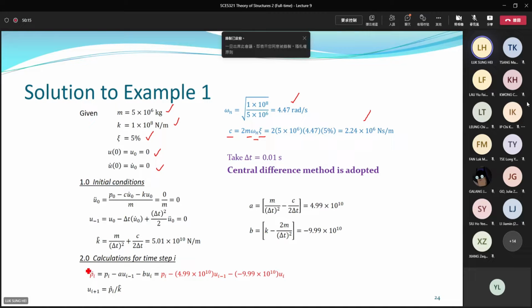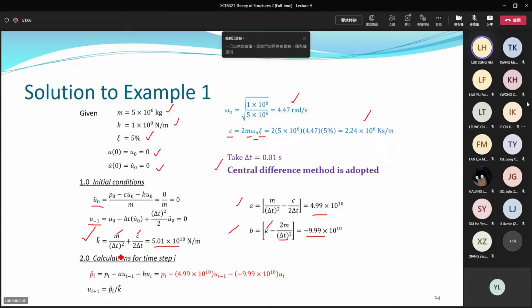You can set the time step yourself. Here, I set time step to a small value, 0.01. Use central difference method. And then we try to calculate some initial conditions, some initial parameters. Here you may do a simple substitution yourself to see what are the initial parameters. The initial acceleration, the special term u minus 1, what happened before, times 0. And then calculate some parameters for central difference method, K hat, A, and B. They are based on mass, damping coefficient, stiffness, and the time step. All the values are given at the top. So you can find out the values.